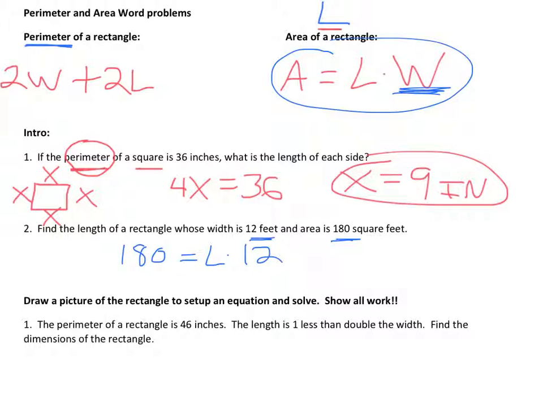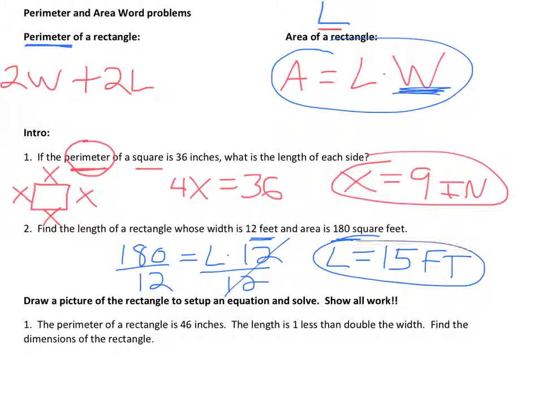So then to get the length, all I do is I divide by 12, both sides. And when I do 180 divided by 12, that gives me 15. So the length here is 15 feet. All right, so main thing, just remember perimeter is when you add the distance around an object. Area is the space inside it.